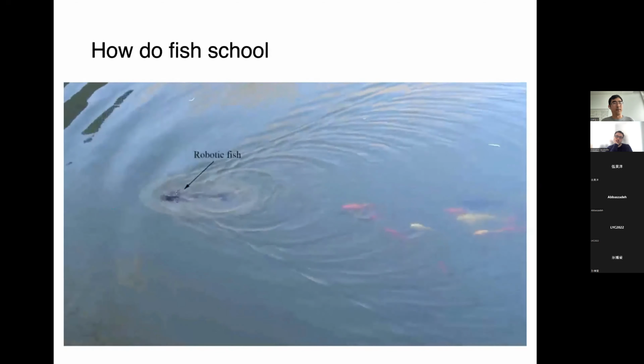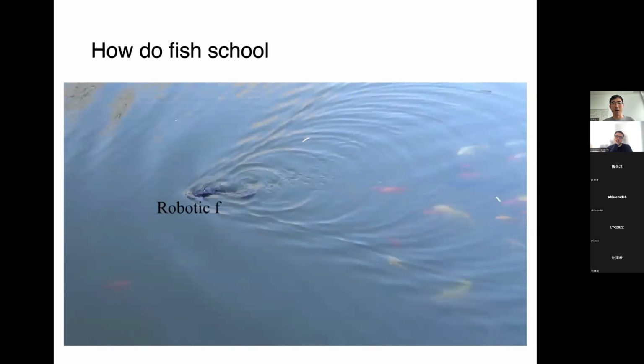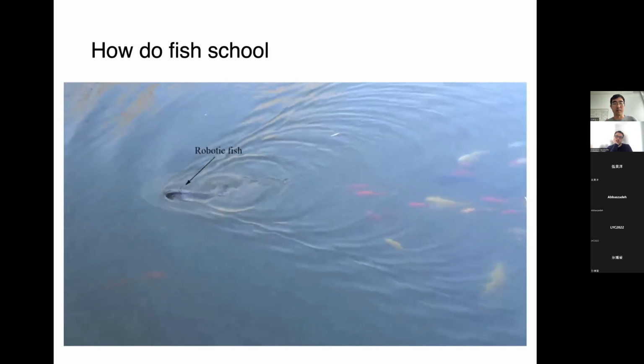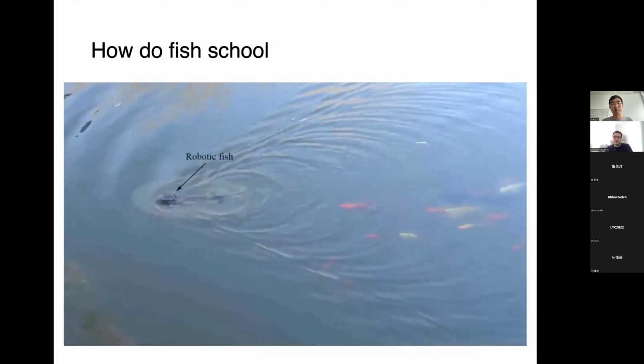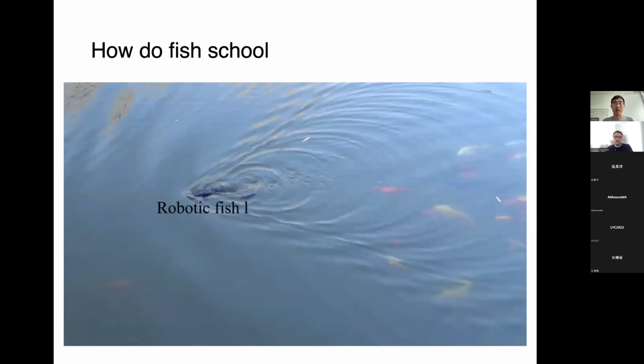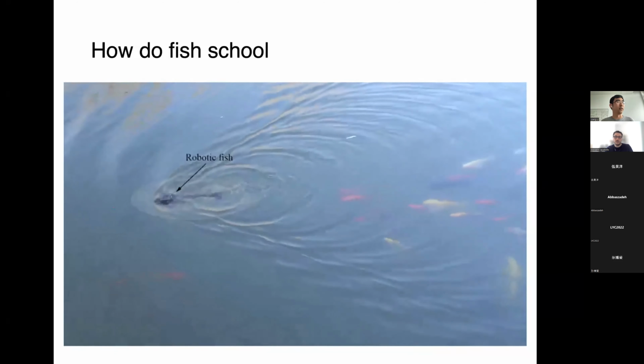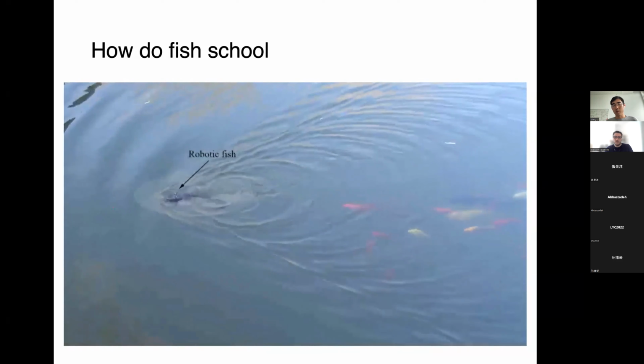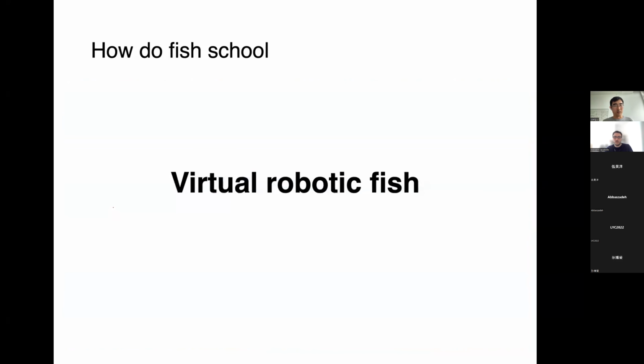This is idealized, but unfortunately, with the technology we have now, we cannot really create a robotic fish which can perform similarly, meaning similar kinematics and similar hydrodynamics. It's not possible. And the swim speed and the flexibility and so on are far behind the real fish system. Then what is the solution? The solution is a virtual robotic fish.